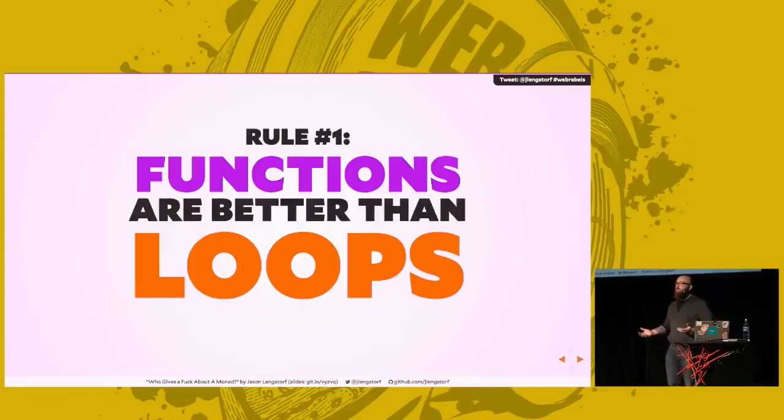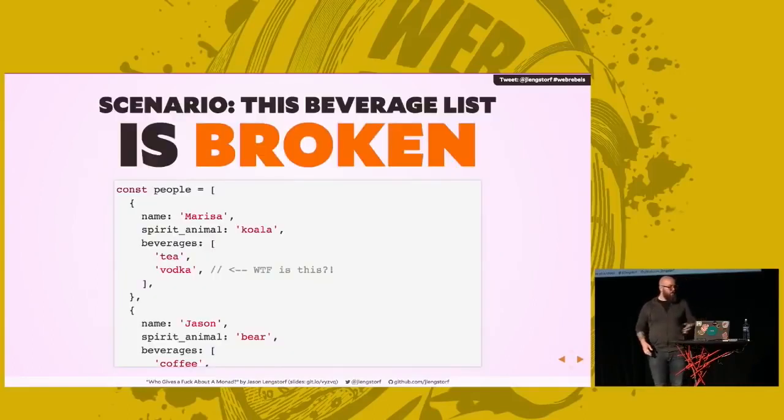So the first thing, functions in most cases are better than loops. And let's look at an actual example. So if you're looking here, this is a list of beverages. And if you notice, there's a problem because vodka made the list of beverages. And I realize as I'm saying this that I'm in Scandinavia and clear alcohol is totally a thing here. So I'm sorry, everybody.